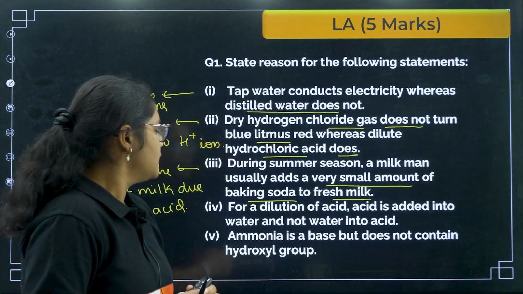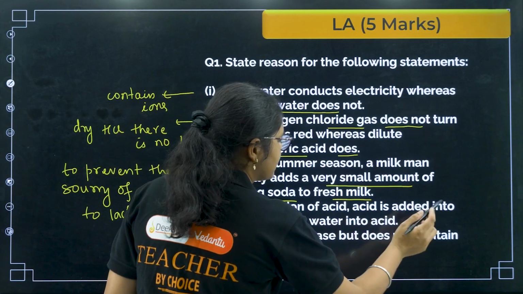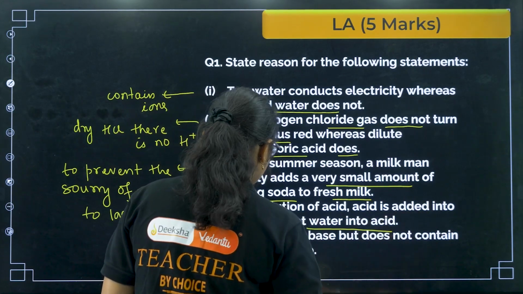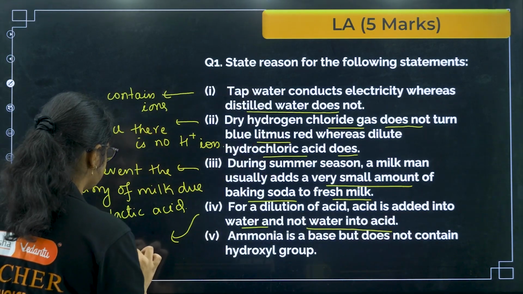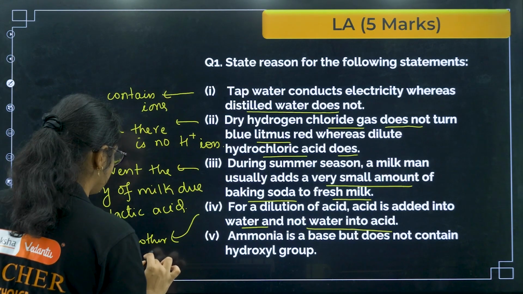Next, for a dilution of acid, acid is added into water and not water into acid. This is because it is an exothermic process. We have discussed this in detail now.